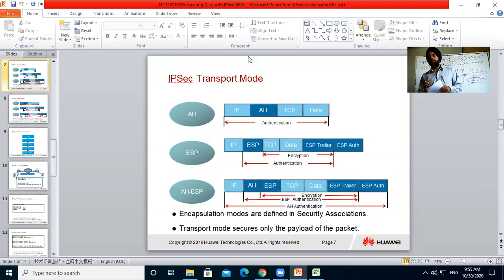AH provides the original IP encryption method, but in the case of ESP, it does not provide security to the original IP header. It only provides security to the data, whether we are using transport mode, TCP or UDP. When we are using both AH and ESP, all the encryption methods are applied, including on the original IP header. But that is transport mode, because next we have another mode, that is tunnel mode.